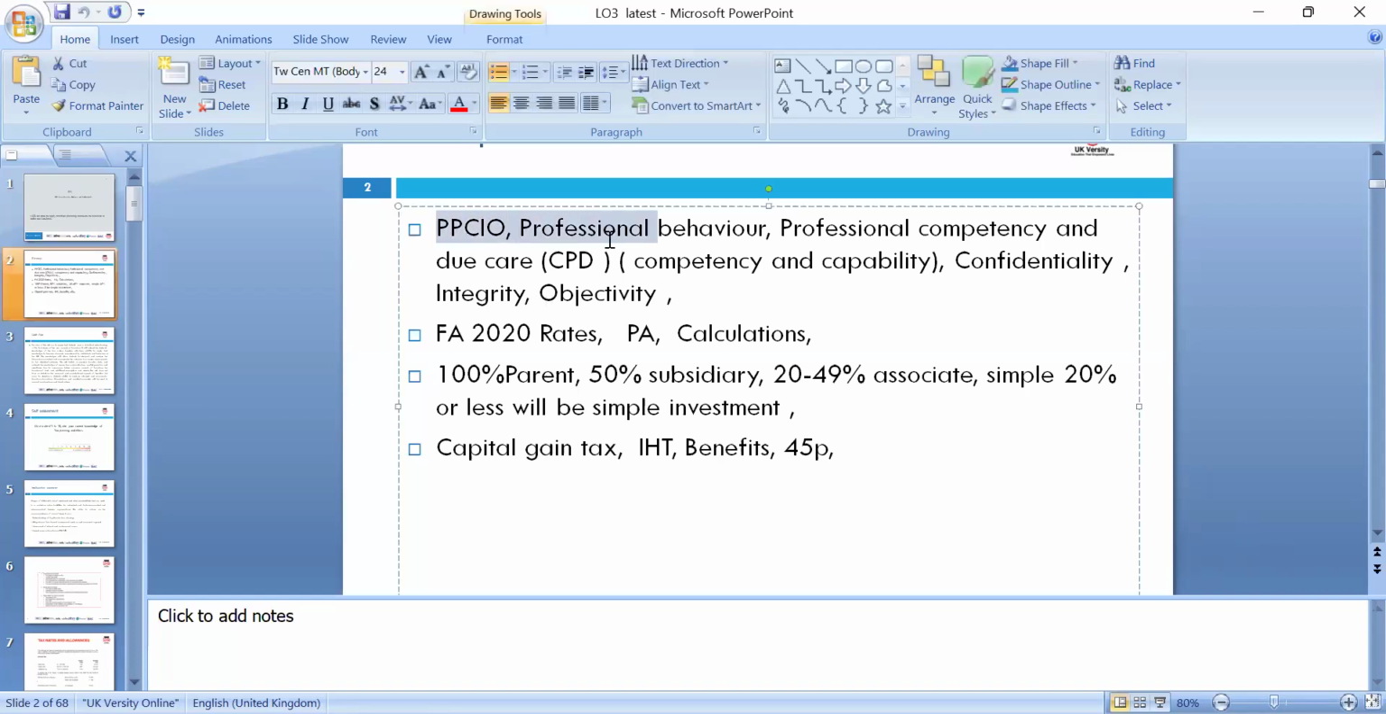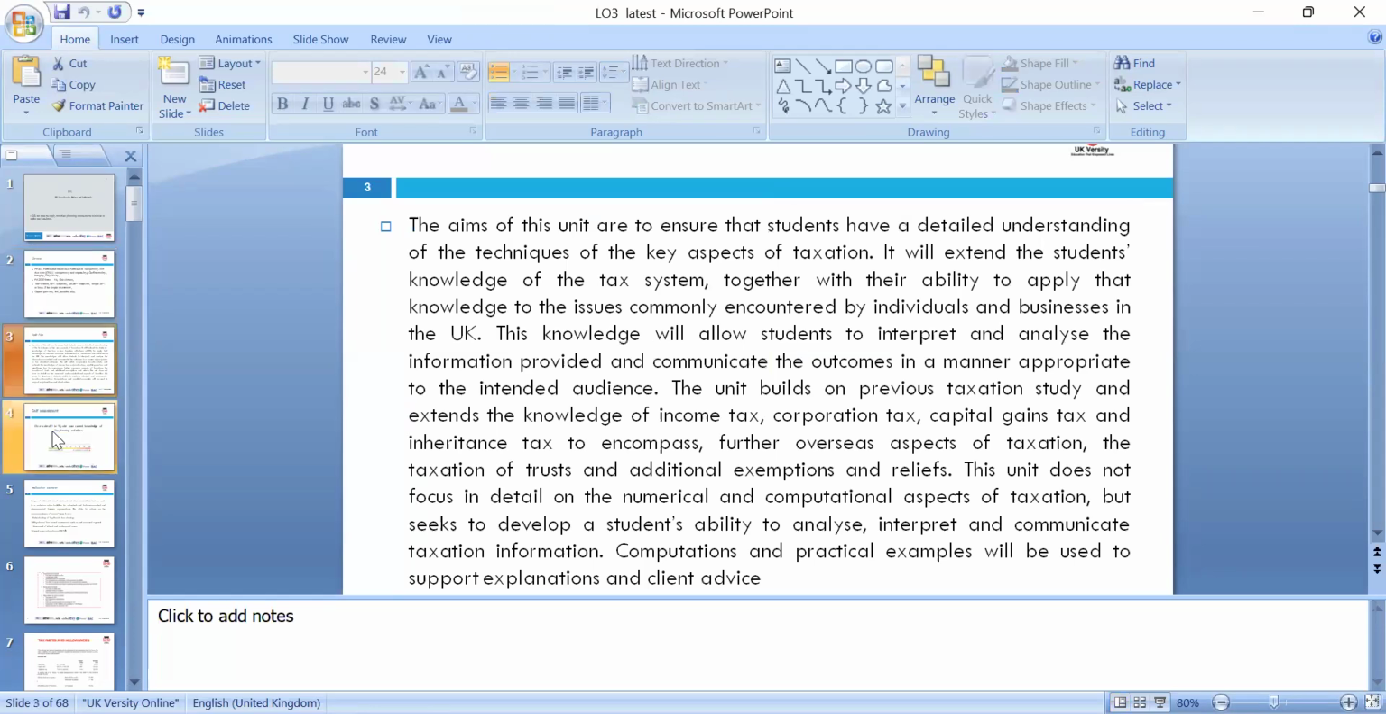Okay, so we'll go through the professional code of ethics, which we discussed in the past as well, and CPD. Whichever year's Finance Act, we have to look at the rates we are following now, Finance Act 2023. Parent and subsidiary, we had a discussion in the previous lesson. If you own another company 50% or more, that's known as a subsidiary. If you own 20 to 49%, we call it an associate, and it's a simple investment if we have less than 20%. So all will be in our discussion.